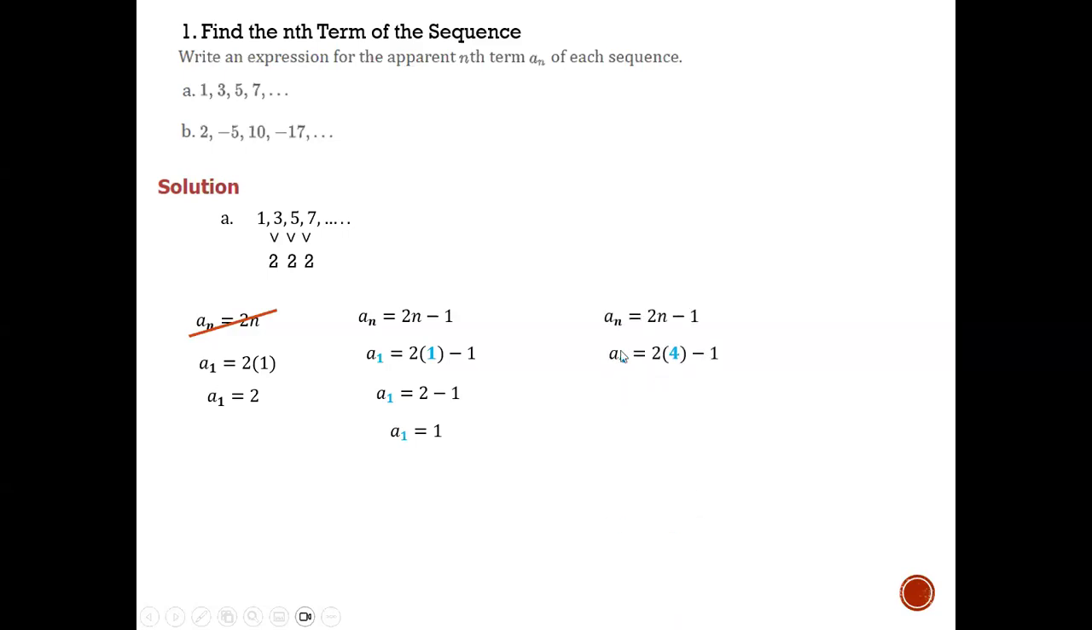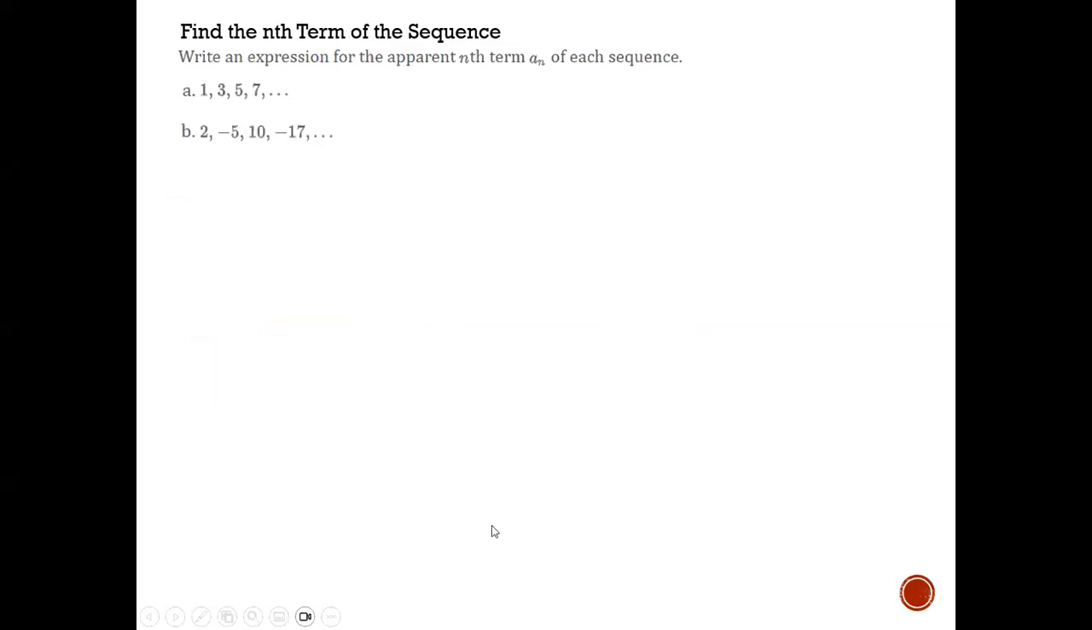Now, what if I plug in another number just to check? What if I plug in a 4 for n? So that's the fourth term. So the fourth term should be a 7. So plugging in a 4 here should give me the 7. So let's see. 2 times 4 minus 1 is 8 minus 1. 8 minus 1 is 7. So it does work. So that would be the expression here that gives us the terms of the sequence, 2n minus 1.